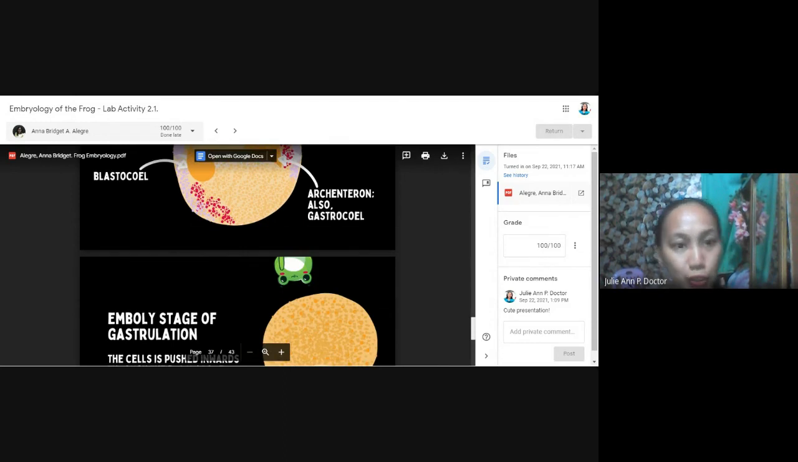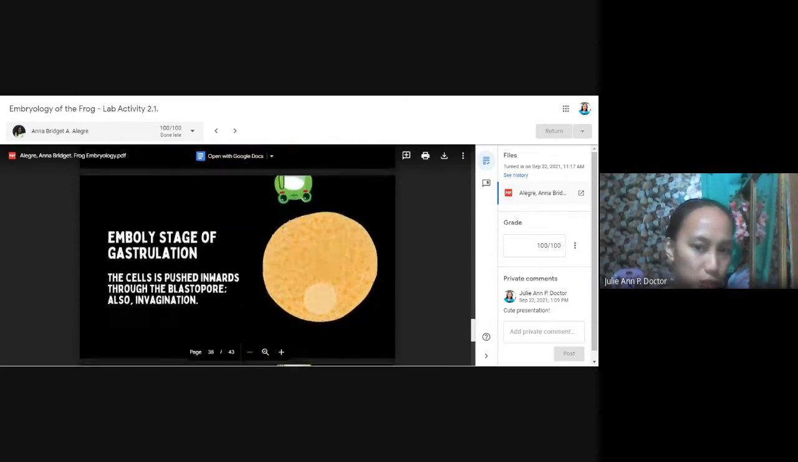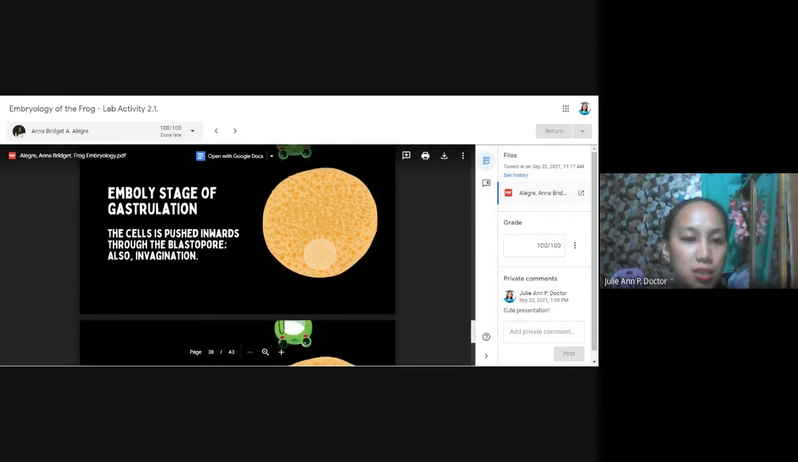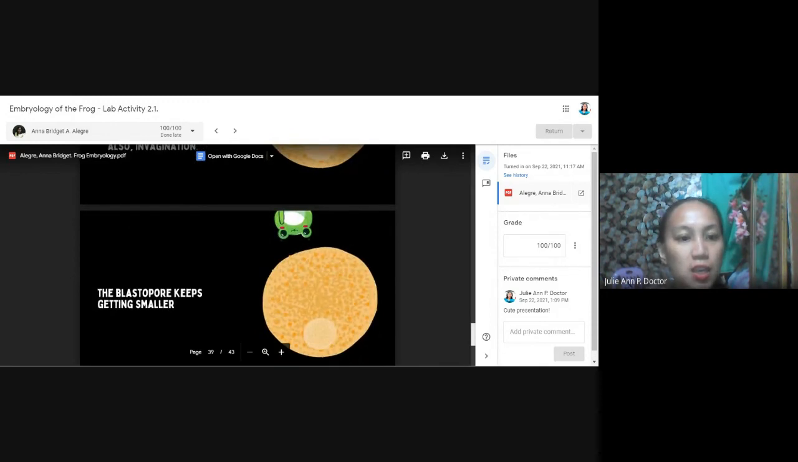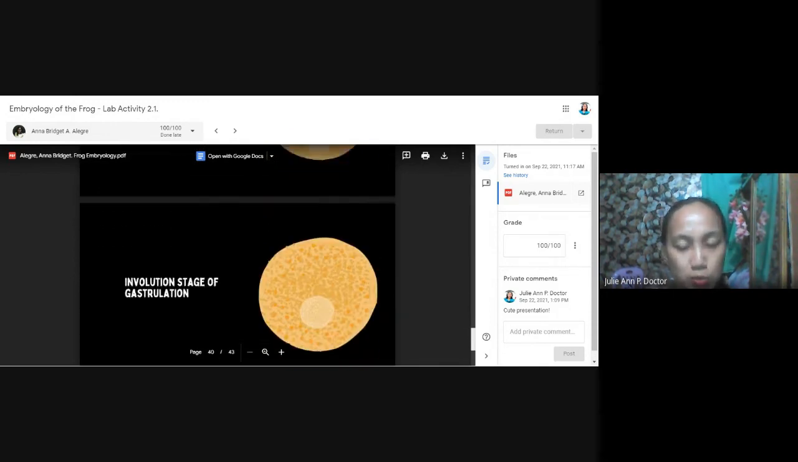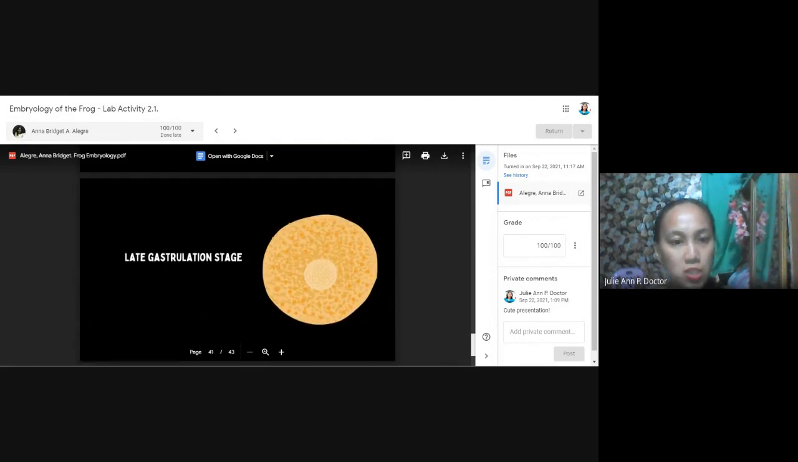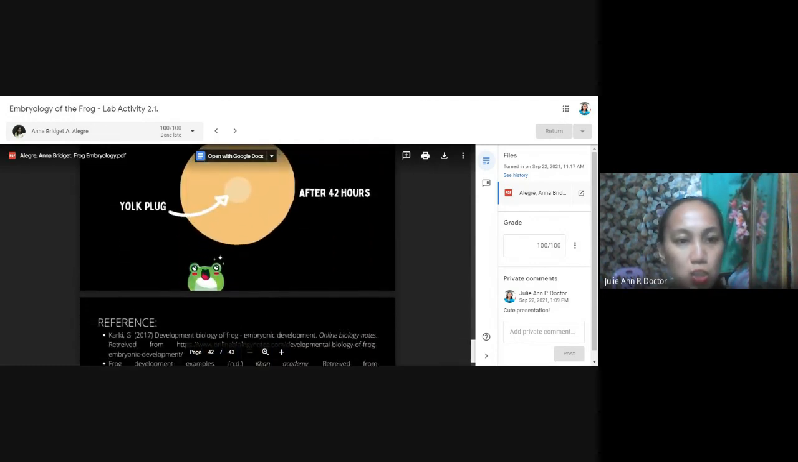There are different terminologies which are referring to the same part, or the same structure. Emboly stage of gastrulation, the blastopore keeps getting smaller. Involution stage of gastrulation, late gastrulation stage, yolk plug.